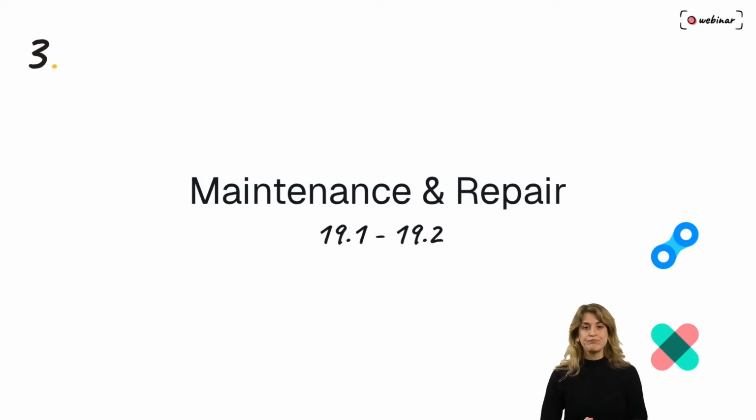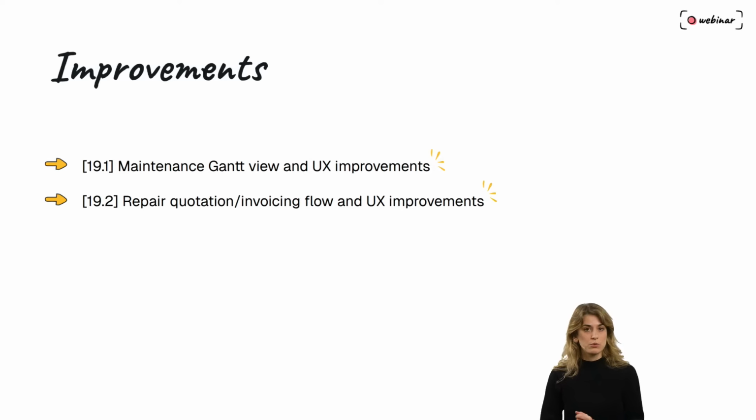We have two smaller improvements, I would say, but still quite nice, so worth showing to you. One for maintenance, mostly, of course, we have some UX improvements, and the main improvement is the new Gantt view that allows us to have all the added value of a Gantt view, so the dragging and dropping, so we can really be a bit more flexible and visual in our maintenance schedule requests.